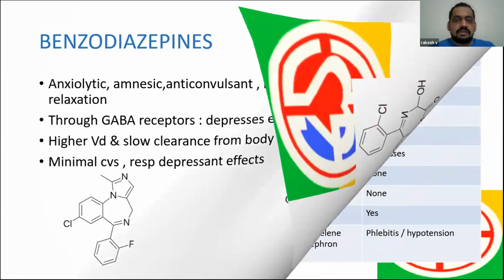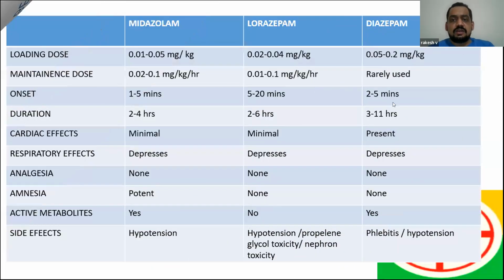So what are the various benzodiazepines available? We have midazolam, lorazepam, and diazepam. I think you have to remember these doses. Midazolam can be used as an infusion dose, 0.01 to 0.1 mg per kg per hour. Of all these, the shortest acting is midazolam, with onset of 1 to 5 minutes, while lorazepam's onset of action is around 5 to 20 minutes. When it comes to the side effect profile, it is minimal for midazolam and lorazepam compared to diazepam.